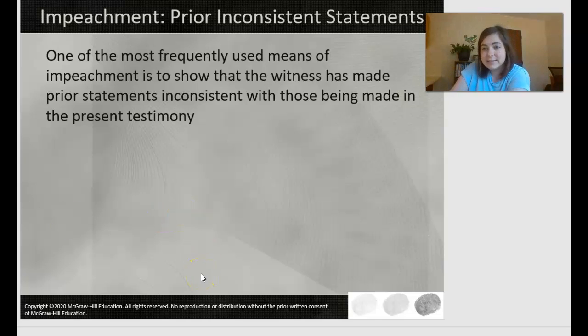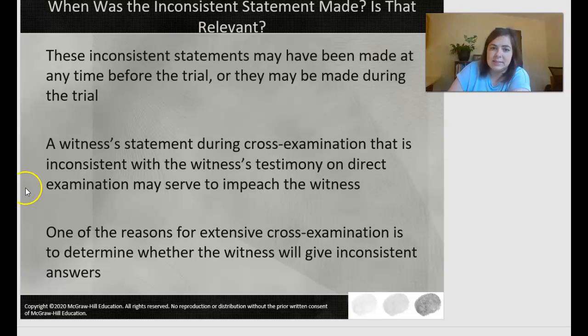Now, prior inconsistent statements is a frequently used method of impeachment. This is looking at past statements and seeing how they differ from the current testimony. The inconsistent earlier statement could have been made at any point before the trial, or it can be something that is said during the trial. And hoping that a witness might make an inconsistent statement is one of the reasons that a lawyer might pursue an extensive cross-examination, to see if they can trip this witness up into making an inconsistent statement.